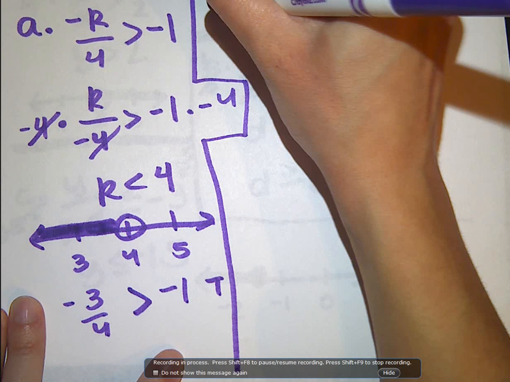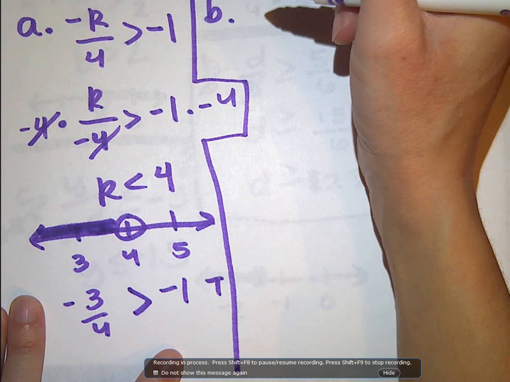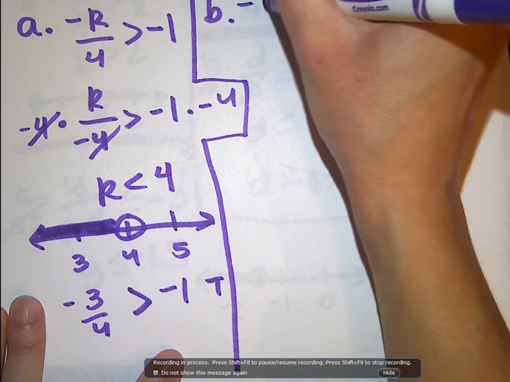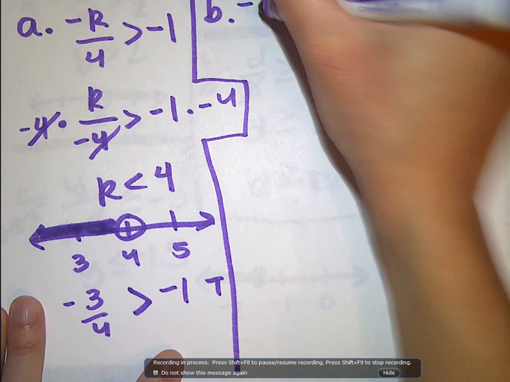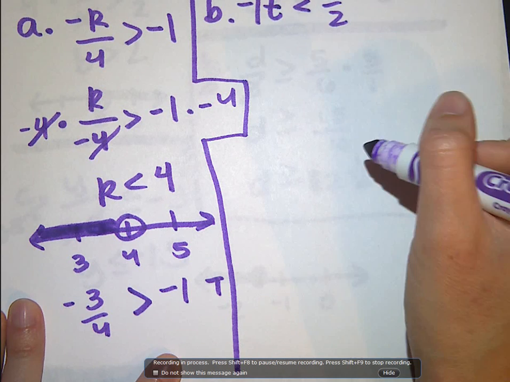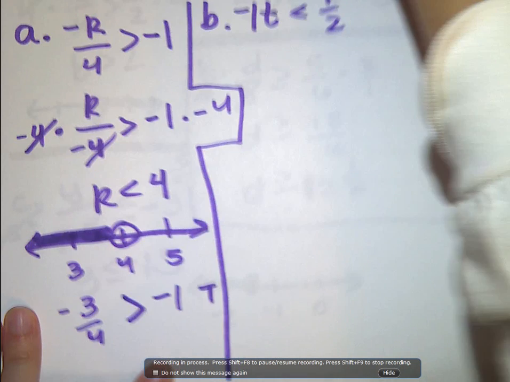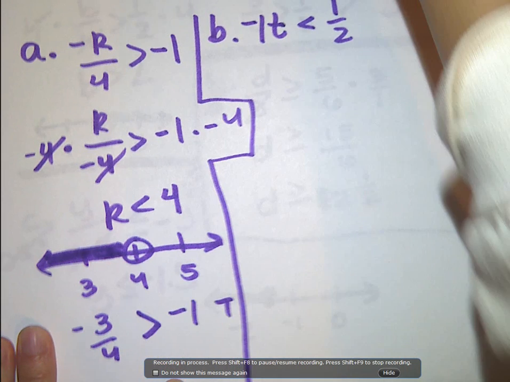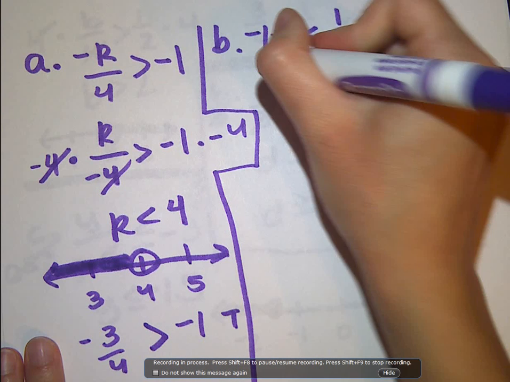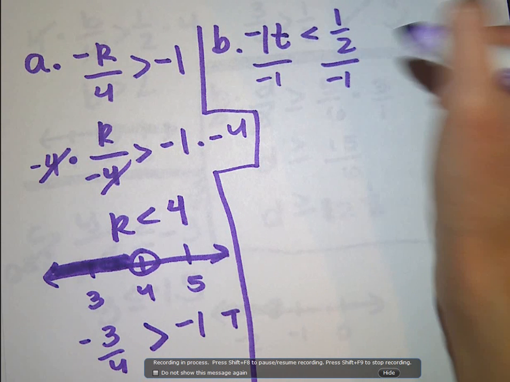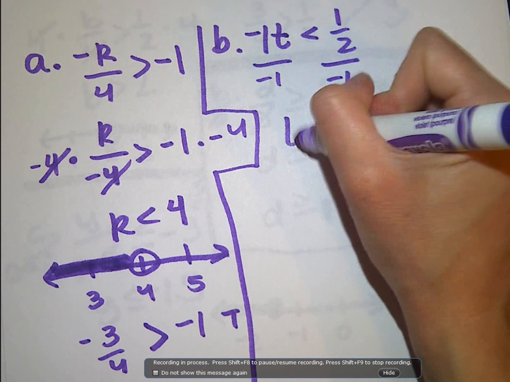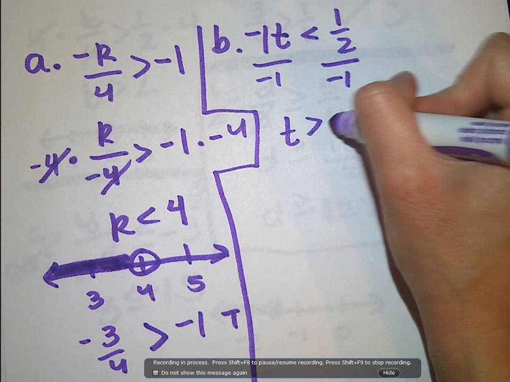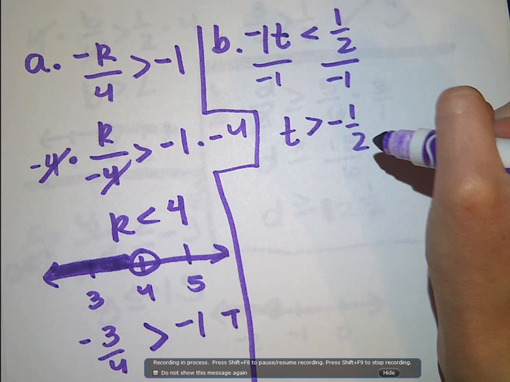So for B, you've got negative t is less than a half. So this is like negative 1t. So I'm going to divide by negative 1 here. And I'm dividing by a negative, so you have to flip the sign. So this becomes t is greater than negative half. T is greater than negative half.